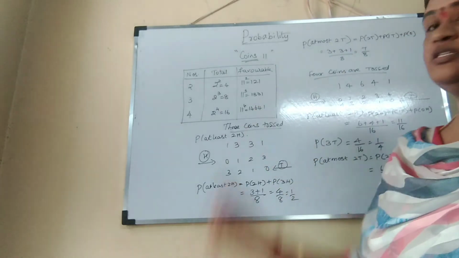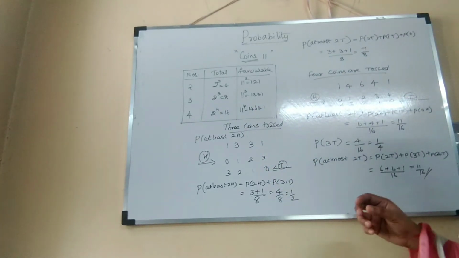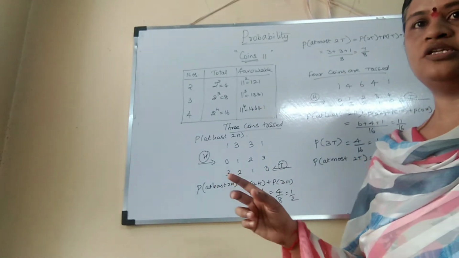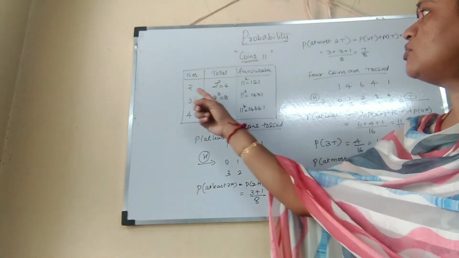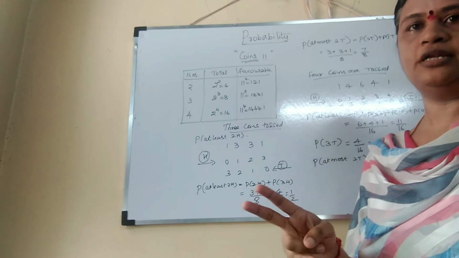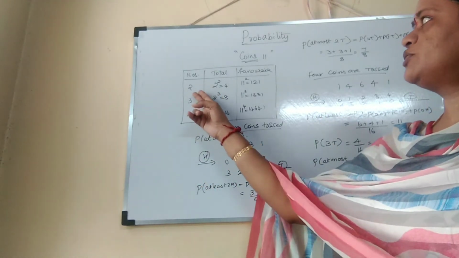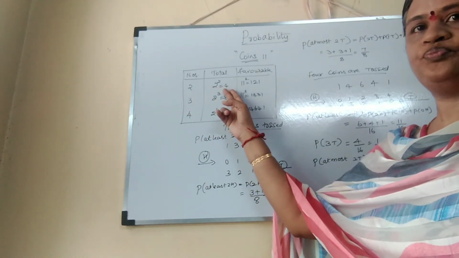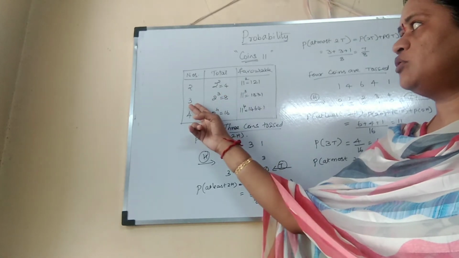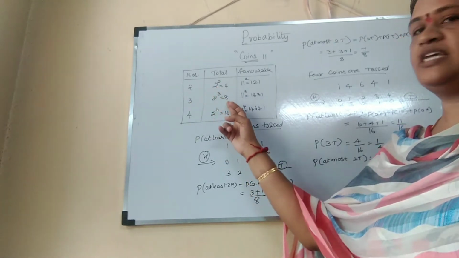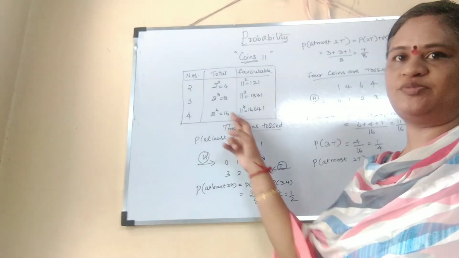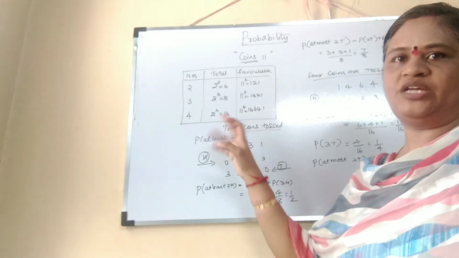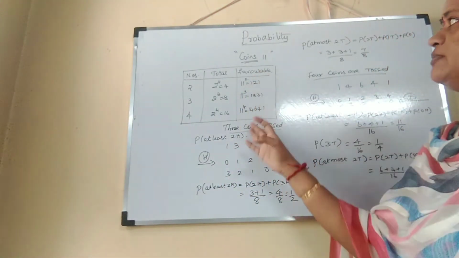Now listen, probability. In probability, the easiest method is short tricks, with which we can easily calculate the answer. When coins are tossed, we get head or tail. So two coins tossed means the total sample space is 4. Similarly, 3 coins means 2 cube, that is 8. 4 coins means 2 power 4, that is 16. That you should know. Now, favorable outcomes.